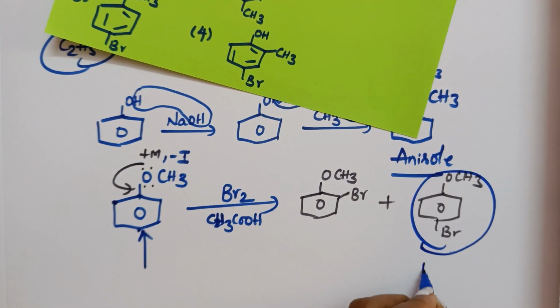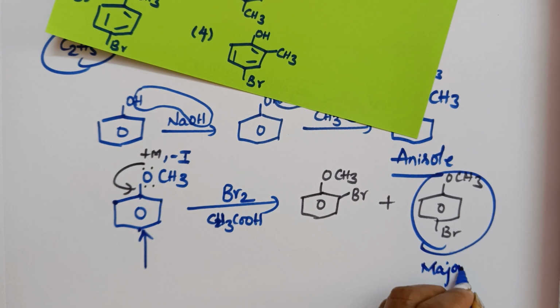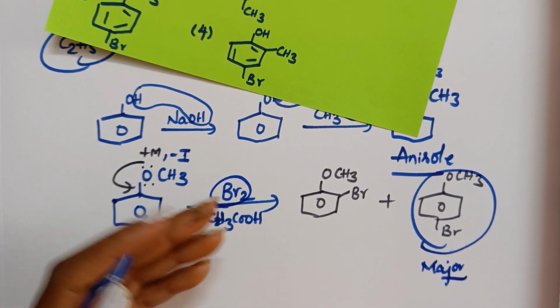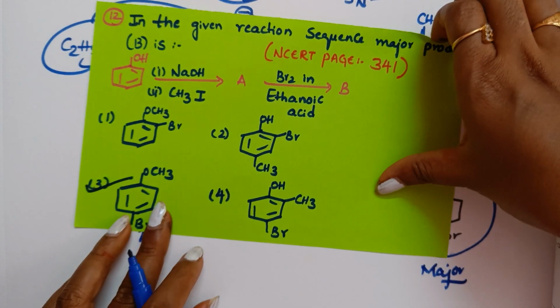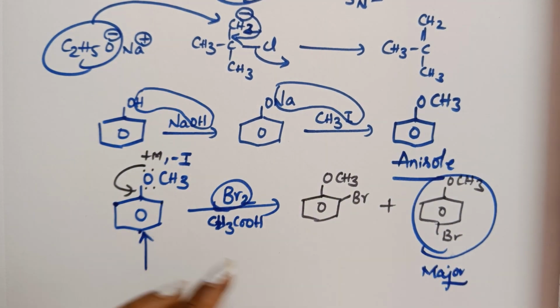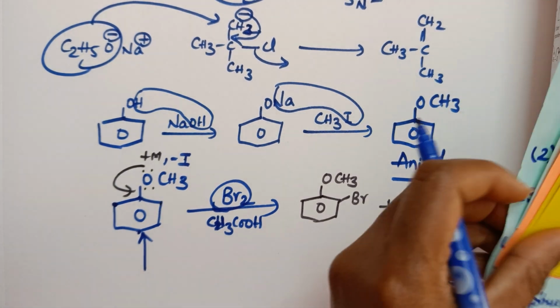So para is the major product. Simply to say, is it bulky? So ortho is not sufficient; at the para position, it comes and attacks. Then the fourth is the correct answer. See the next question.